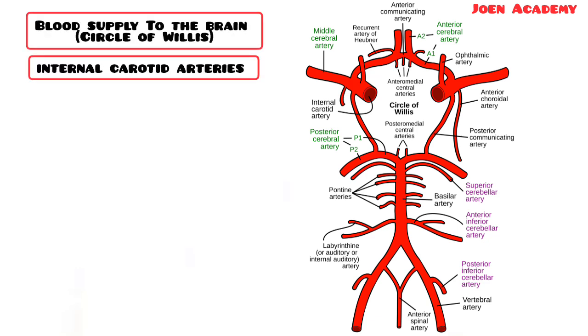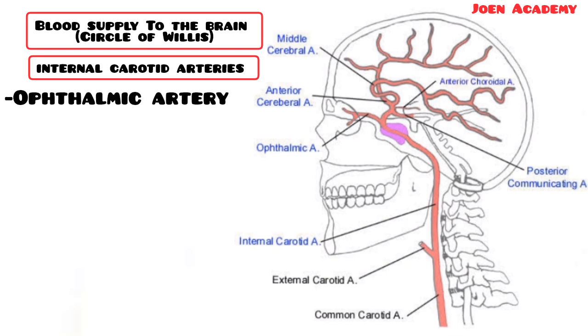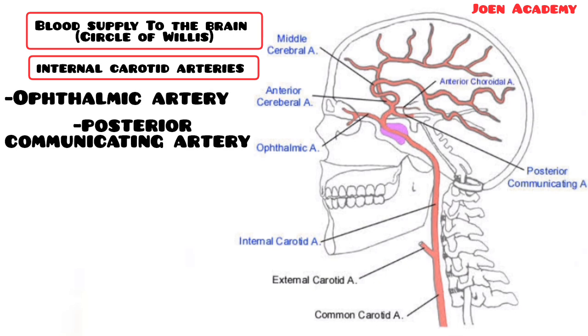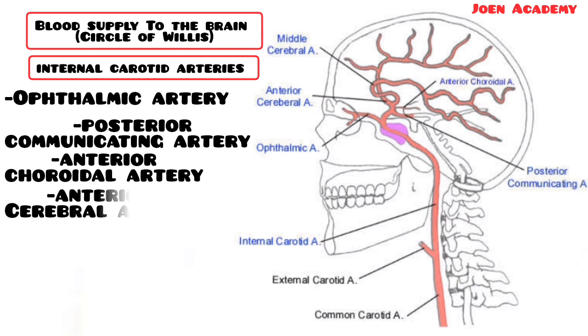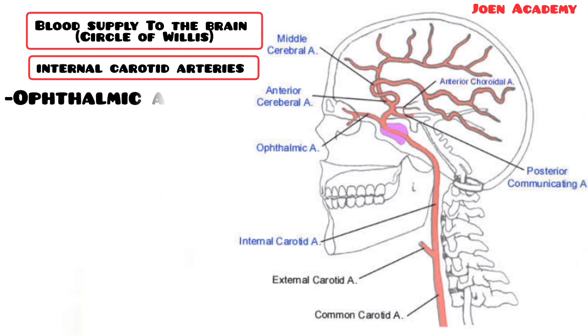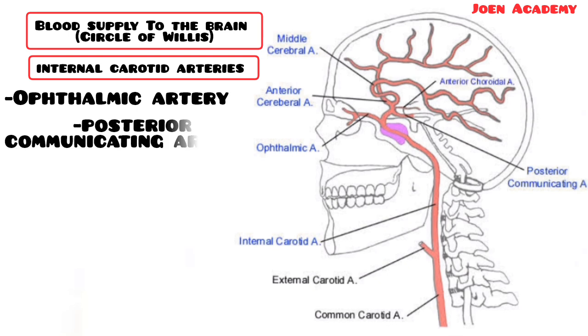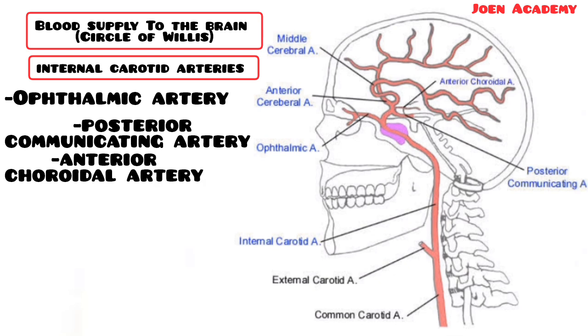Distal to the cavernous sinus, each internal carotid artery gives rise to the ophthalmic artery, the posterior communicating artery, the anterior choroidal artery, and the anterior cerebral artery. The ophthalmic artery supplies the structures of the orbit. The posterior communicating artery acts as an anastomotic communicating vessel in the circle of Willis. The anterior choroidal artery supplies structures in the brain that are important for motor control and vision. And the anterior cerebral artery supplies part of the cerebrum.